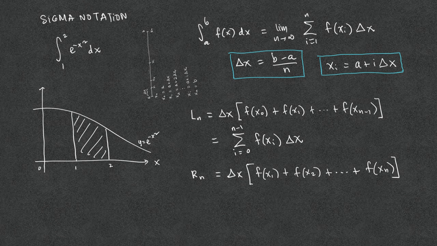If we use the right sum, then we use the height on the right endpoint of the first interval, the right endpoint of the second interval, and the height on the right endpoint of the last interval. The right sum is therefore the sum as i goes from 1 to n of f of xi times delta x. This is the same formula as the left sum, but we start at i equals 1 and end with n. We still have n terms in the sum.